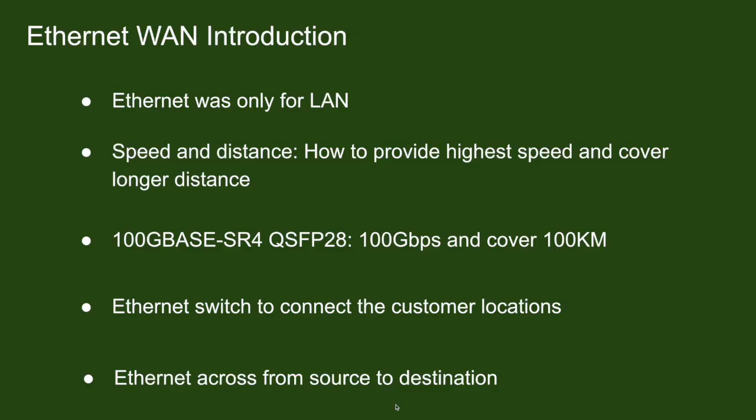The result of that is standards like 100G base SR4, which is using the QSFP28. What that means is there is technology available today for us to cover a distance of 100 kilometers and at the same time provide 100 Gbps of speed. The effort of providing the speed while covering the distance has pretty much been addressed, and this provided an option to use Ethernet on the WAN side as well.